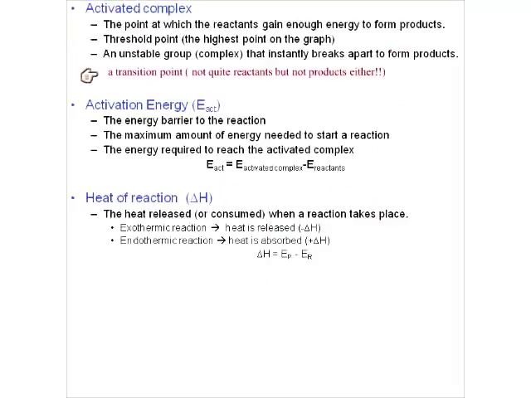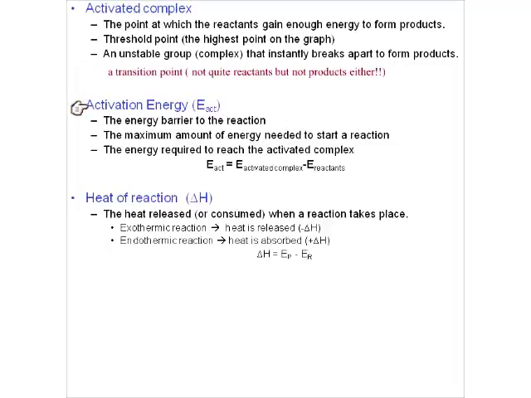And we call it a transition point. It's not quite reactants, not quite products, depending on which way it slides. If it slides back, it goes back to the reactants, hydrogen and oxygen. If it slides forward, then it goes to produce water. So it's an activated complex. It's a single point. It's very unstable. And as soon as it slips one way or the other, of course, you either have water or you've got hydrogen and oxygen.